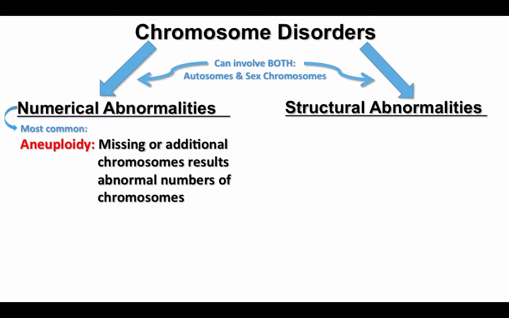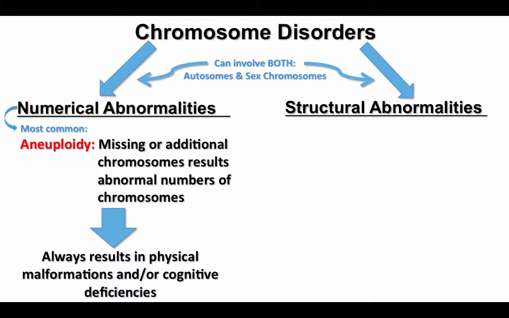As a result, aneuploidy results in abnormal overall numbers of chromosomes in a genome. It's important to keep in mind that the aneuploid state will always result in physical malformations and/or cognitive deficiencies. In fact, most cases of aneuploidy result in spontaneous abortion of the embryo during the first trimester.